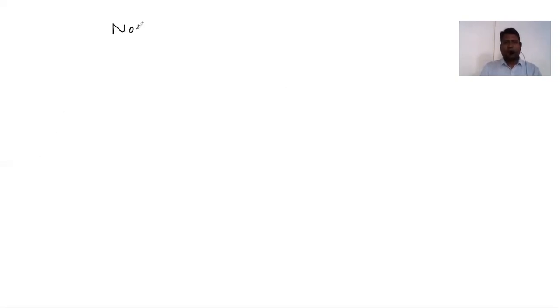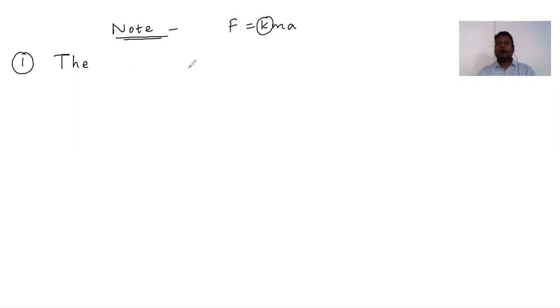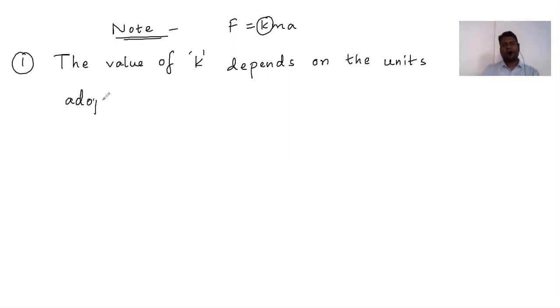Now we are going to note some points. Let's note some points, one by one. So the value of k. The value of k was there in F is equal to kma. The value of k depends on the units adopted. For Newton we are adopting k is equal to 1, we took that, for the measurement of force.